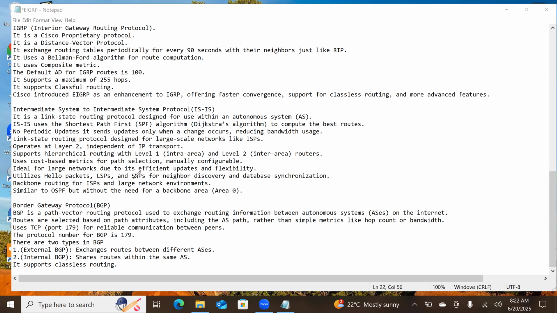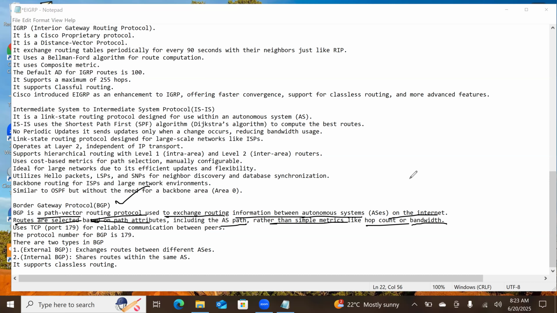Next is BGP, Border Gateway Protocol. It is a path vector routing protocol used to exchange routing information between ASs, that is, autonomous systems on the internet. Between ASs means, for example, between ISPs, or between the internet and an ISP. Routes are selected based on path attributes, including AS path, rather than simple metrics like hop count or bandwidth.